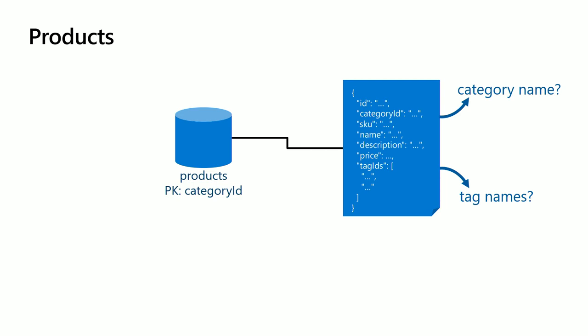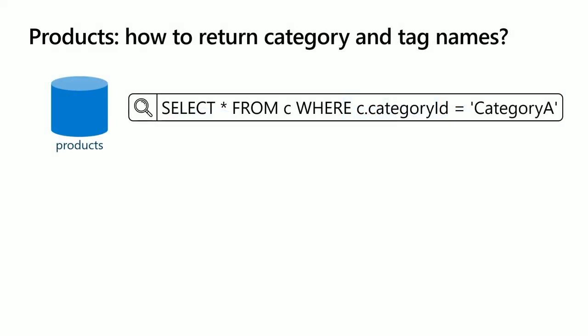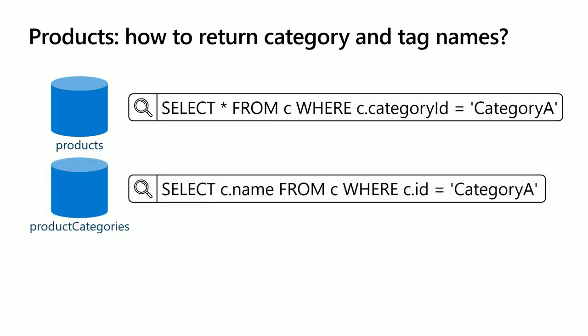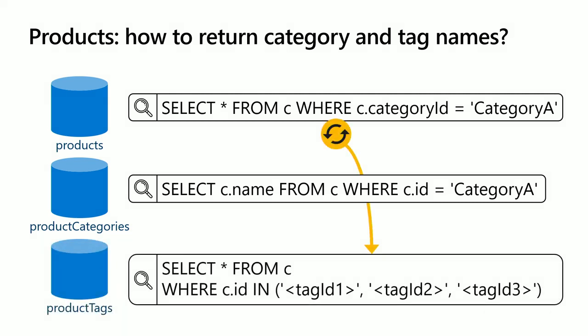So what that means is that in order to list all the products for a category, that first request is not enough, right? Because we are missing the name of the category and the name of the tags. In order to really fulfill my business requirement, I would need to issue a second query against the categories to fetch the name of the category I'm looking for. And then for each result, for each product returned by the first query, I would have to issue an additional query against the tags container to get the details of the tags.